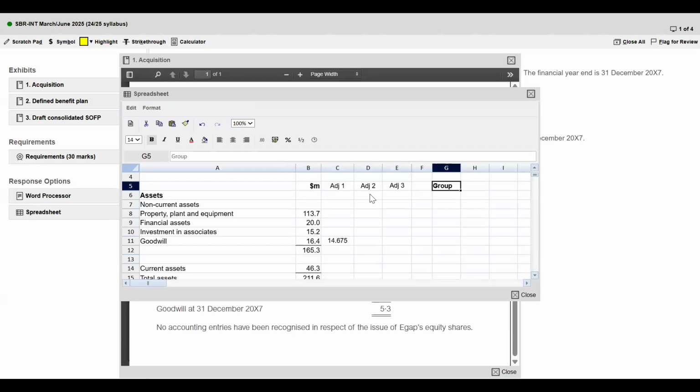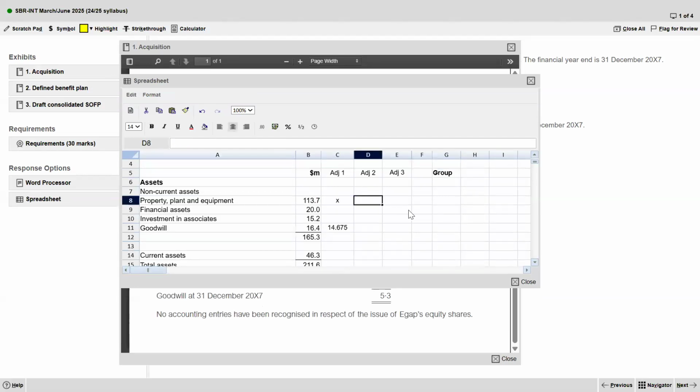Because there could be multiple adjustments, like let's say adjustment 1, adjustment 2, adjustment 3, and then you could just sum up all of these to get the final amount that is to be recorded in the group. So that's what I'm suggesting. There could be multiple adjustments, so you just create columns and keep on going. That is exactly how we need to do this.